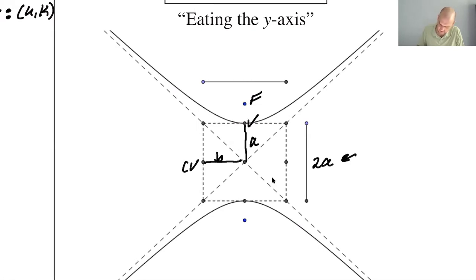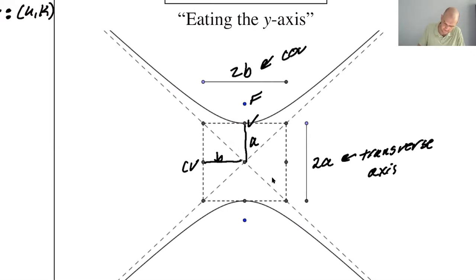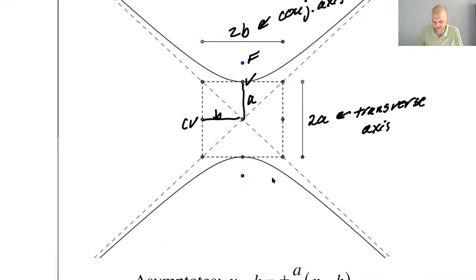This is your transverse axis. And then this must be 2B. This is your conjugate axis. So your conjugate axis goes between covertices, C and C. That's pretty nice. The foci are going to be C units away. I don't really have a spot for that, so I'm not going to put it.